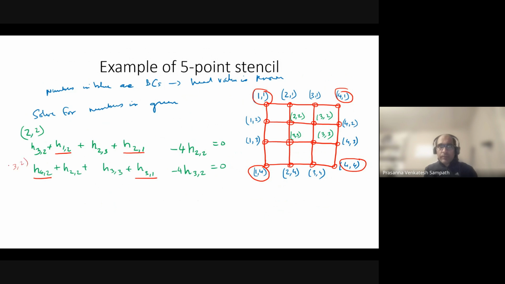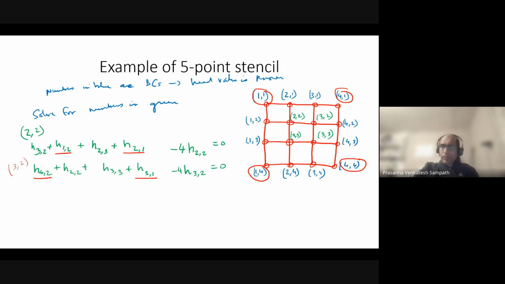3 comma 2. 4 comma 2 is i plus 1 comma j. 2 comma 2 is i minus 1 comma j. 3 comma 3 is i comma j plus 1, and 3 comma 1 is i comma j minus 1. Minus 4 times h of 3 comma 2, which is i comma j, equal to 0. Again, I have underlined two terms. Those 2 terms are boundary values. 4 comma 2, that's the boundary value here. And then 3 comma 1, that's the boundary value here. The remaining 3 terms are the unknowns. So in this equation also, I have 2 knowns and 3 unknowns.